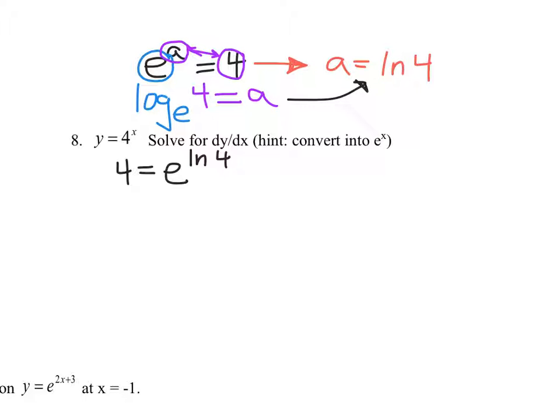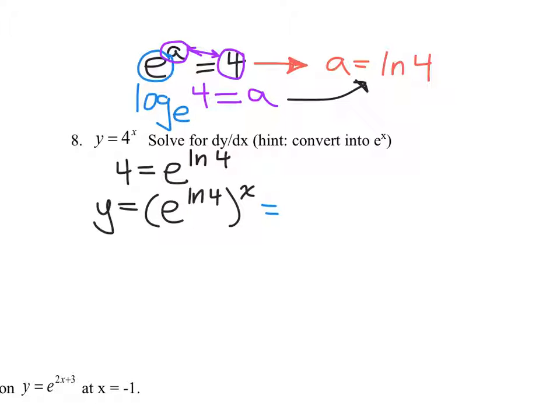Okay, so here we're using it. And the reason why we're using it is because we know an awful lot about how to find the derivative when the base is e. We know nothing about how to find the derivative when the base is something other than e. All right, so I'm going to rewrite this as y equals e to the ln of 4 times x.